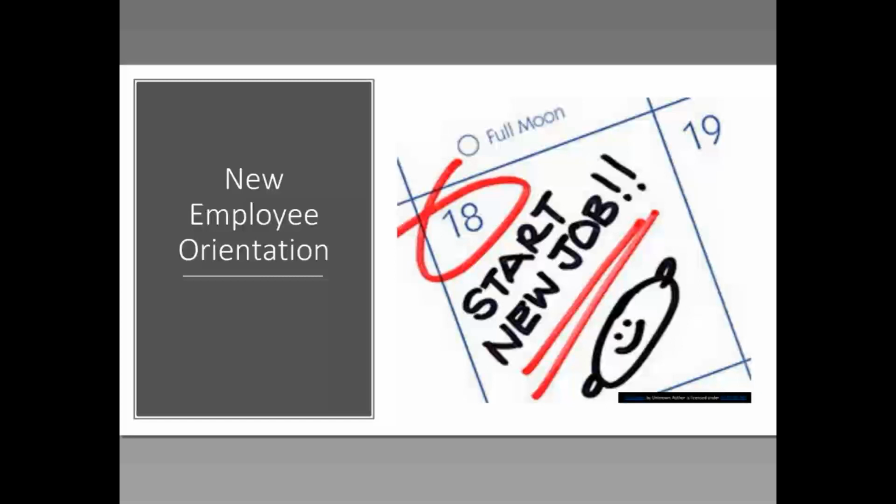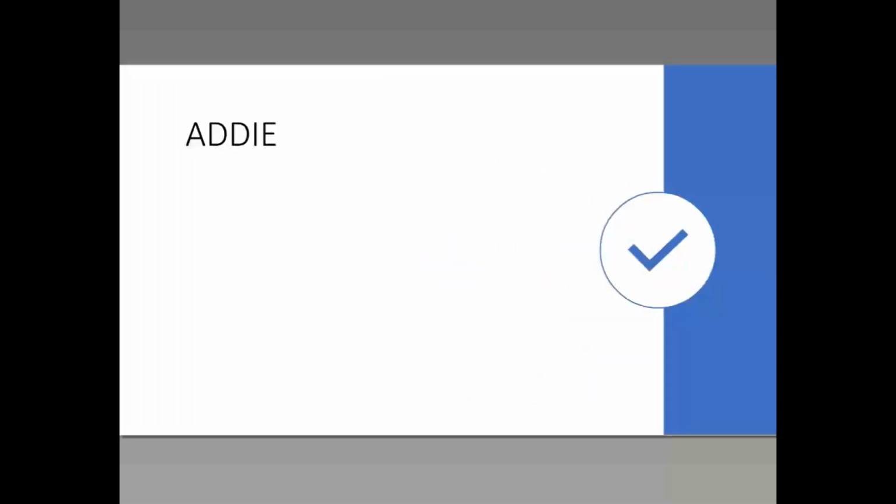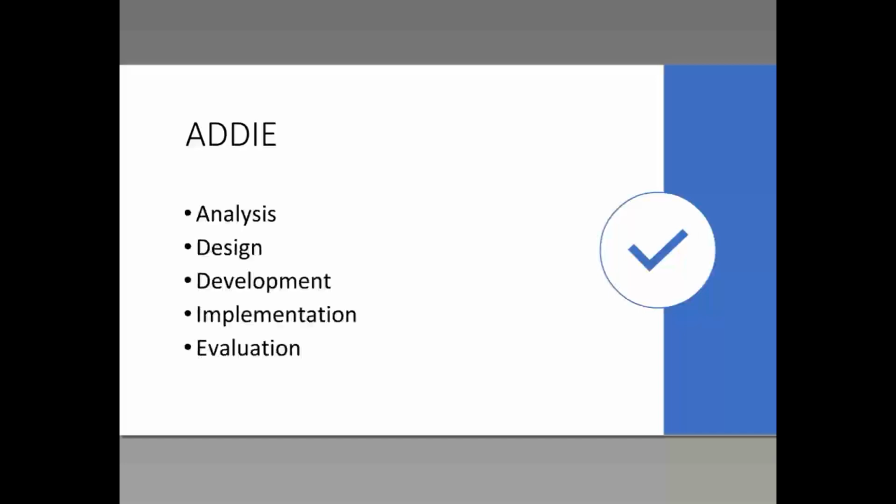Using the ADDIE model can help us design new instruction for new hires so that the time spent on the orientation is effective and useful. Let's look at how ADDIE would look for a new employee orientation. For new employee orientations, you may want to reflect on any potential prior knowledge new hires may bring to the orientation that impacts where you start the training.